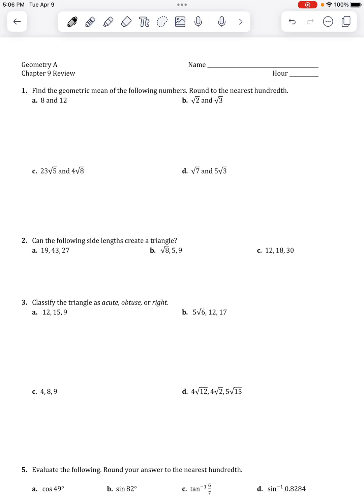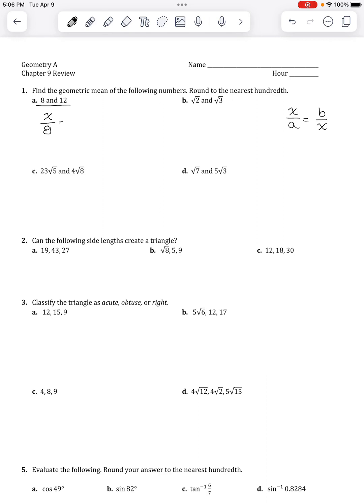Okay, so I am just going to try something a little different. Go through the answer key for the review in video format. So, first question talks about geometric means. Geometric means are values that fit the idea of x over a equals b over x, where a and b are the numbers and x is what you're solving for.